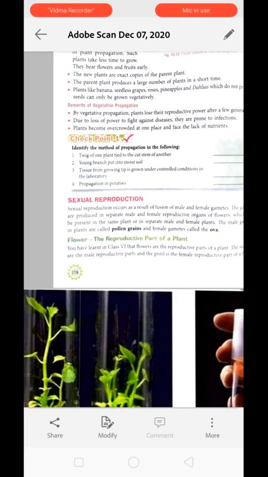The female reproductive part of the plant will carry the female gamete and the male reproductive part of the plant will carry the male gamete. To perform sexual reproduction, these two gametes will fuse together to give rise to one single cell that will be known as zygote. These male and female gametes can be collected from the same plant or from different plants of the same species.